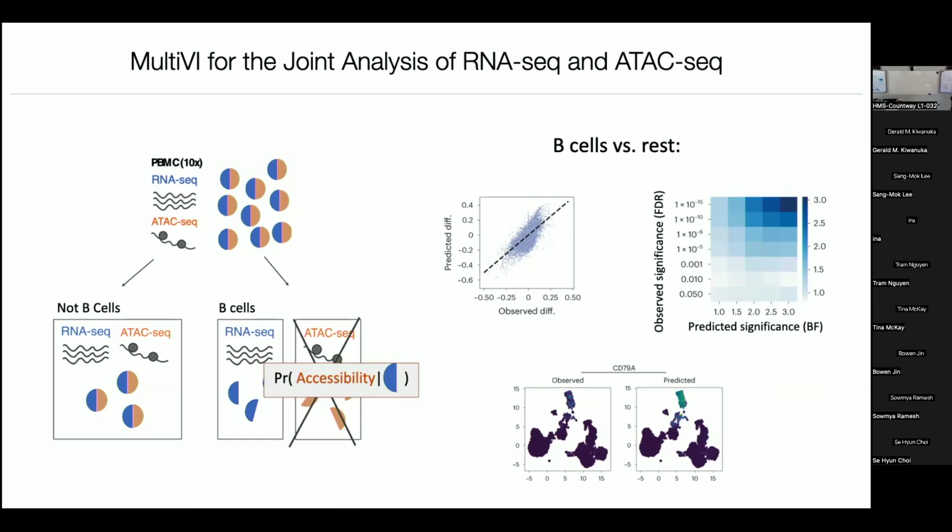And this is the observed difference and the predicted difference. Perfect will be aligned, but this is quite aligned, and it's showing that the most differentially accessible peaks are well imputed. In addition, if you compute the Bayes factor or some type of posterior measure of differential accessibility, and you compare to the actual FDR or the observed significance, you see that high predicted differential accessibility peaks in B cells are actually the ones that were computed if you have the data.